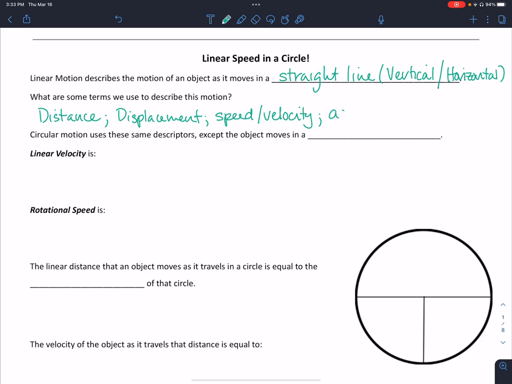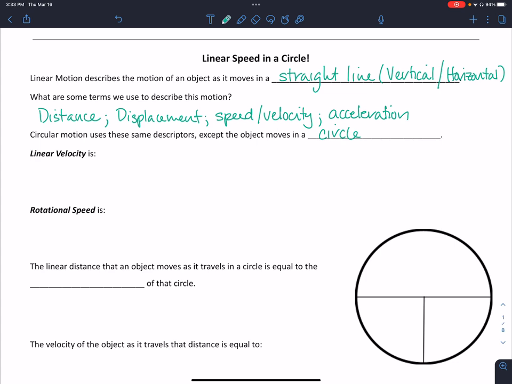And we also talked quite a bit about its acceleration. All right, so these are all descriptive terms to describe linear motion. Well, circular motion uses these same descriptors. The difference is the object is moving in a circle. So instead of moving in a straight line, we're moving in a circular path. Now, we still use the word linear when we talk about circular motion, which is a little strange, but bear with me. It's going to make sense.